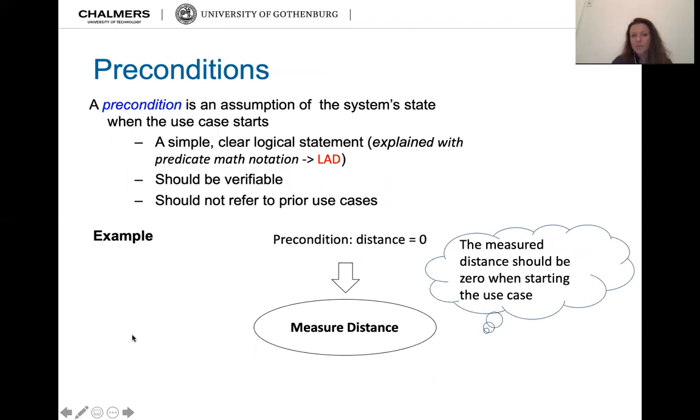The precondition that I briefly mentioned, just a tad more detail on that, is an assumption of the system state when the use case starts. It's a simple, clear, logical statement, potentially explained with predicate math notation, but it doesn't have to be. The example that I gave you earlier was the user is logged in. It should be verifiable, and it should not refer to prior use cases that have been carried out, just the state of the system. For example, when I have a use case measure distance, then a precondition could be that the distance is set to 0 currently, because measuring a distance only makes sense when we start at 0.